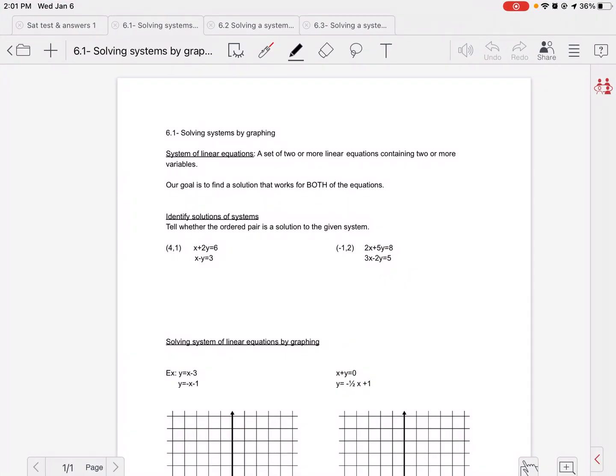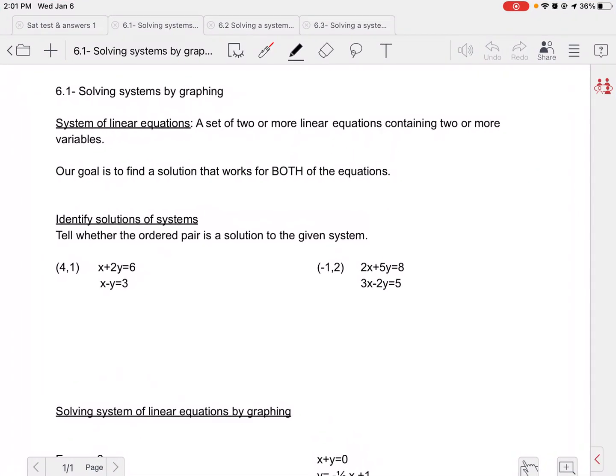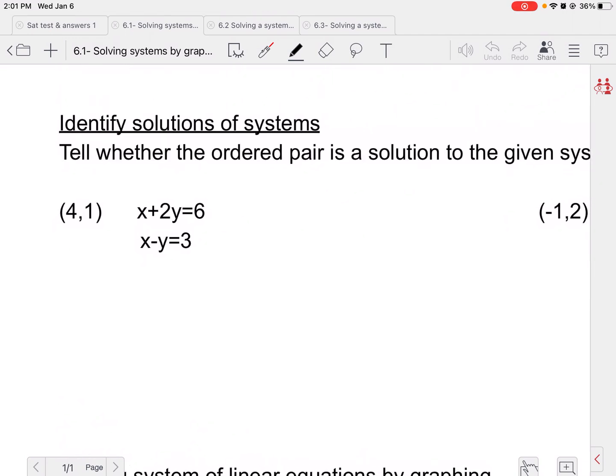Okay? All right. So a system of linear equations is a set of two or more linear equations containing two or more variables. So basically we have two equations with two variables. And our goal is to find a solution that works for both of the equations. So the first step that we take is I'm going to give you a system of equations and an ordered pair, and we have to decide if it's a solution to the system.